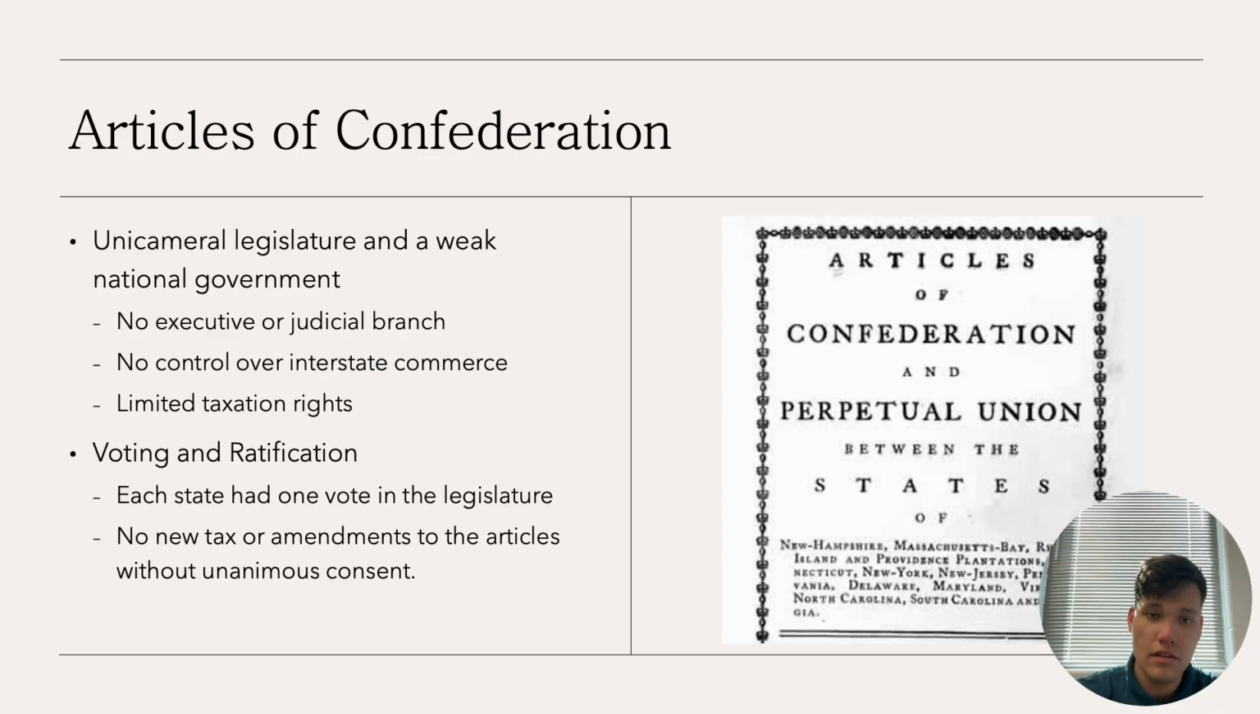All right, so let's talk about the Articles of Confederation. It created a unicameral legislature with a weak national government. There was no executive or judicial branch, no control over interstate commerce, and limited taxation rights. Each state only had one vote in the legislature, and any new taxes or amendments required unanimous consent. So go ahead and write down the notes. This is just a brief overview of what it was.